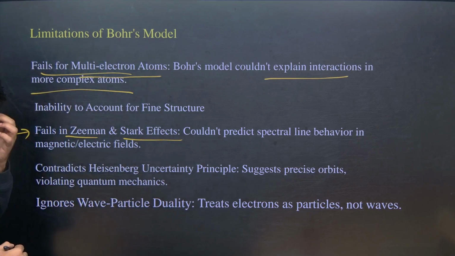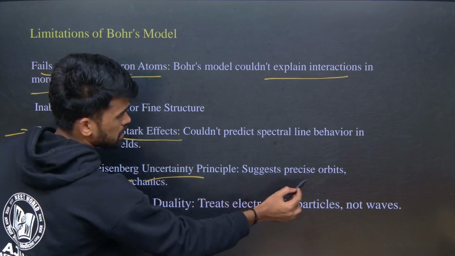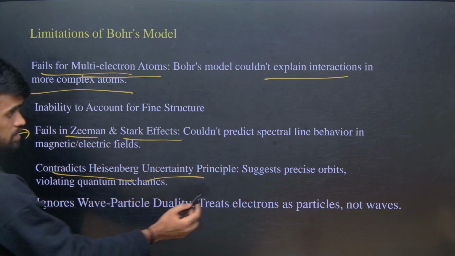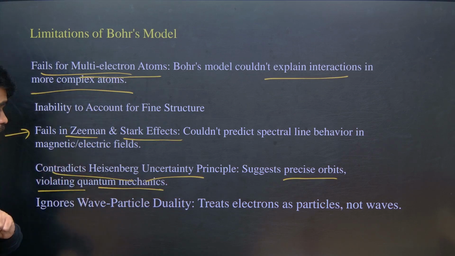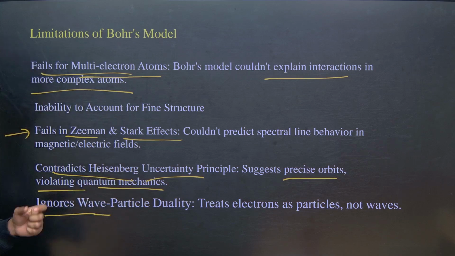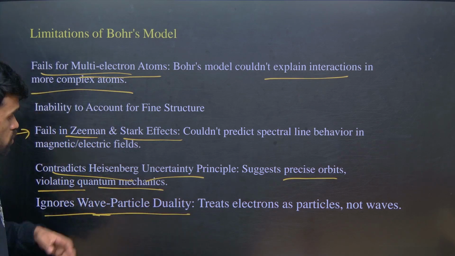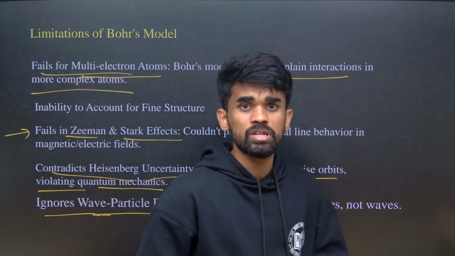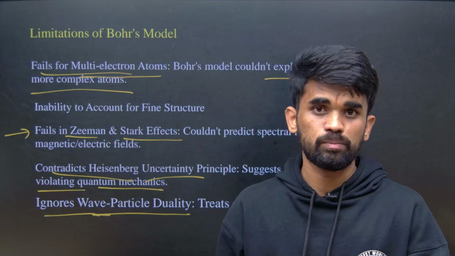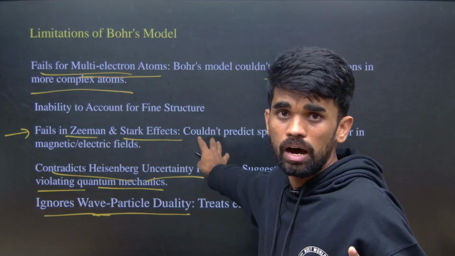Then next, it contradicts Heisenberg's uncertainty principle and suggests precise orbits, violating quantum mechanics. So this is one contradiction. And the next, it ignores wave particle duality, like de Broglie's wave equation. These are the two contradictions in the Bohr model. So this is about the Bohr model, the postulates, formulas and derivations, and the limitations also.